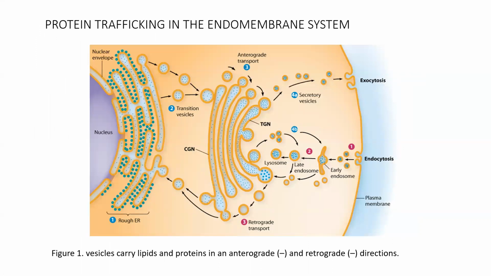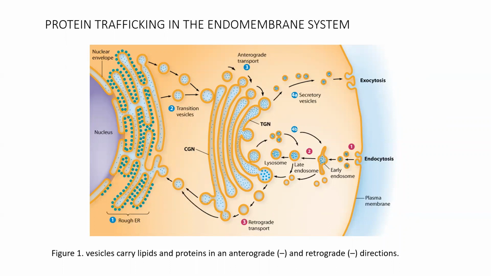On the left, we have the ER synthesizing proteins and lipids into vesicles and transferring those to the Golgi apparatus in the cis Golgi network, and eventually to the cell surface, the plasma membrane, for exocytosis outside the cell itself. This is considered the anterograde transport.